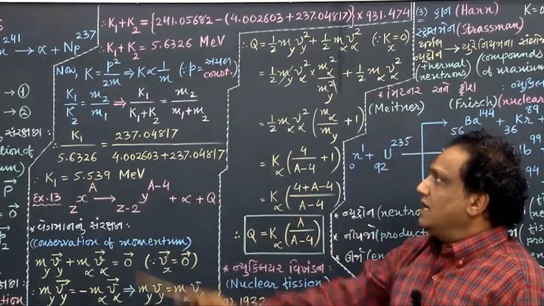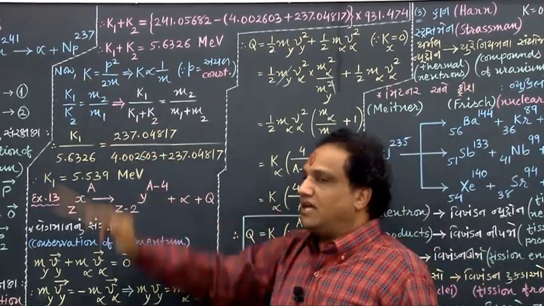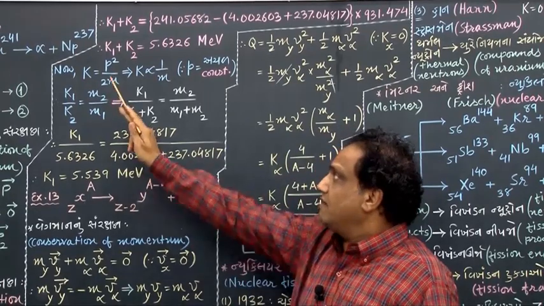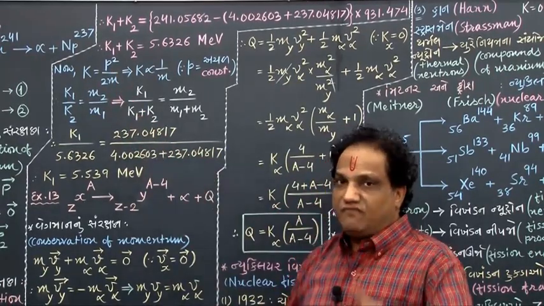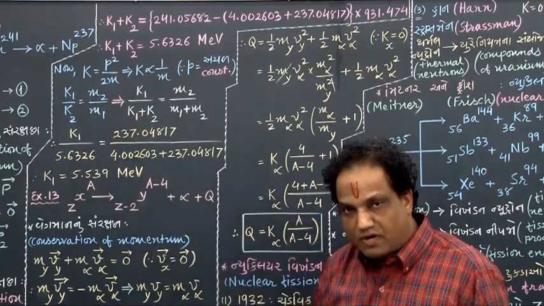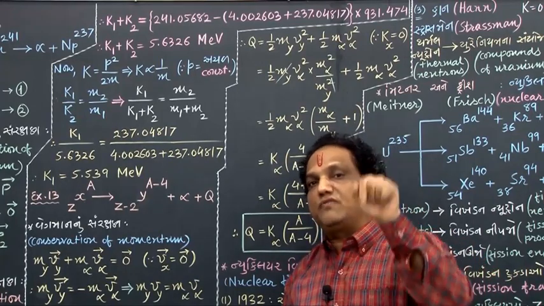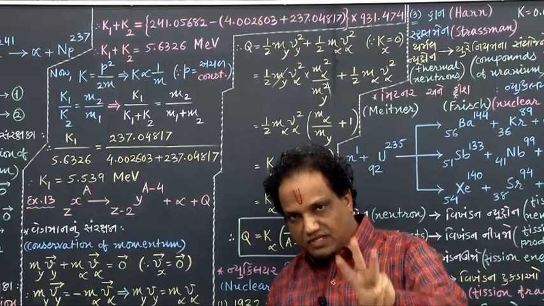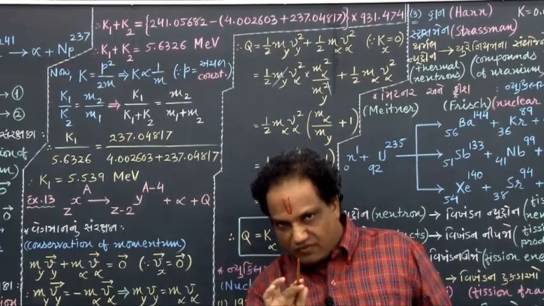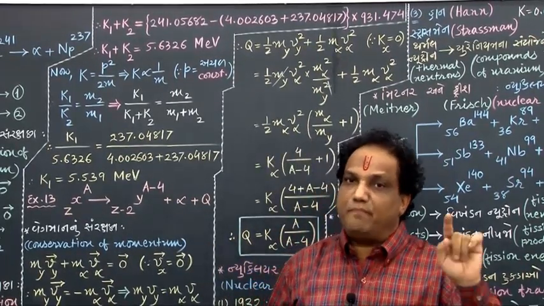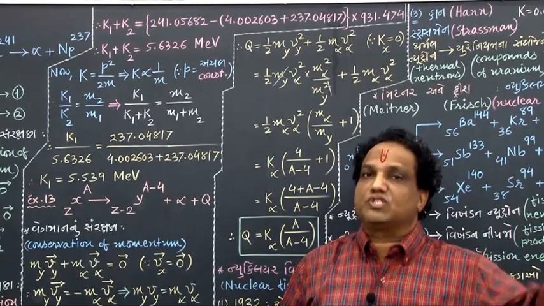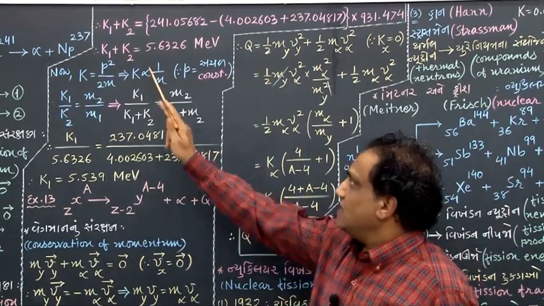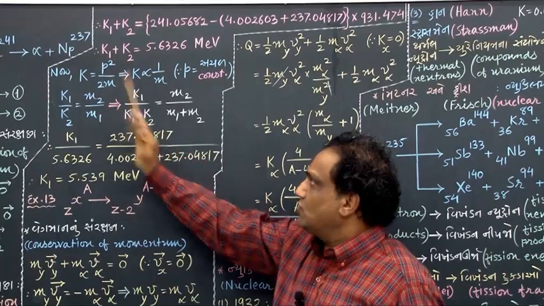Wait. Now tell me, don't you know the kinetic energy formula in terms of linear momentum and mass from first semester? You must have remembered K equals P square upon 2m. There are three formulas for kinetic energy: K equals half mv square, or half pv, or P square upon 2m. So here I am using P square upon 2m.